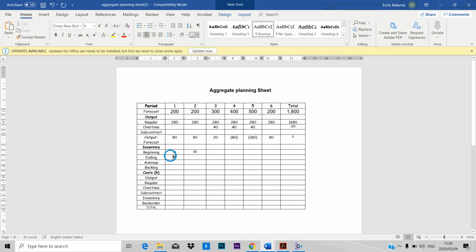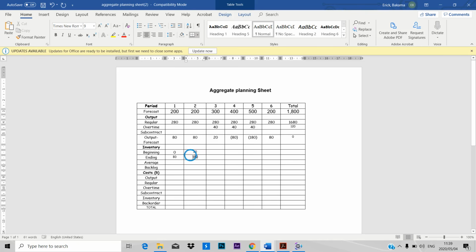The 80 that we have here is a leftover from the previous one, from period 1. But now this is what we are starting with. During the course of the day, after doing all our sales, we are left again with 80 units. So it's 80 that we are left with plus what we started with, which is going to be 160.